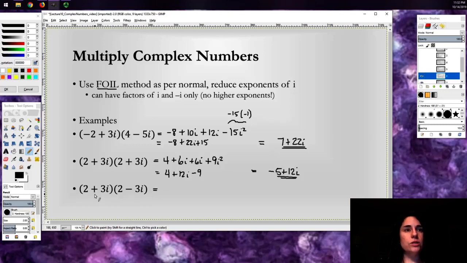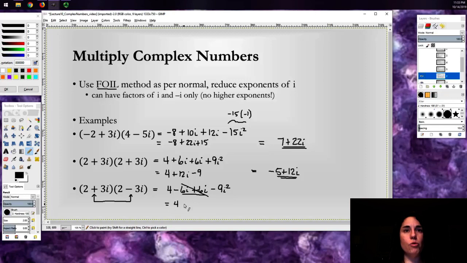This last one I chose, and notice what's going on here is it's the same term with 2 different signs in the middle. You may recognize this as a difference of squares sort of situation. If I FOIL this out, 4 minus 6i plus 6i, ooh, I like the looks of that, minus 9i squared. Notice that the 2 terms in the middle, because there's a plus and minus sign, are going to cancel each other out. Minus 6i plus 6i, those kind of disappear.